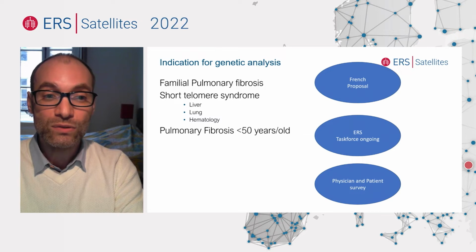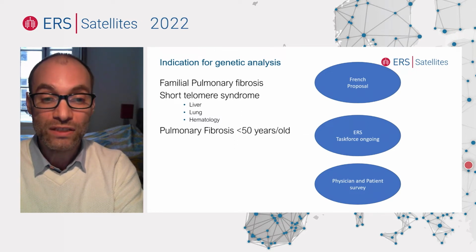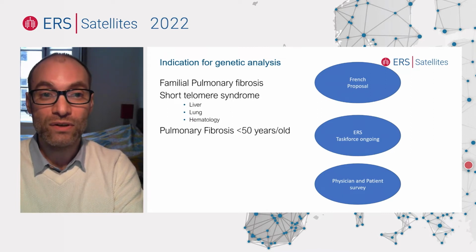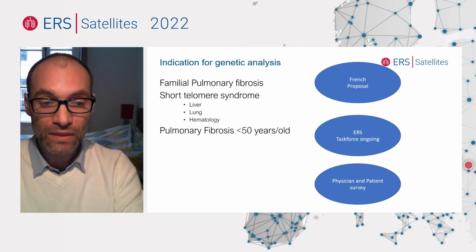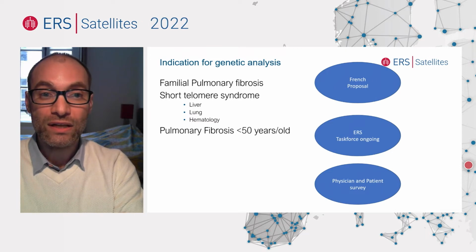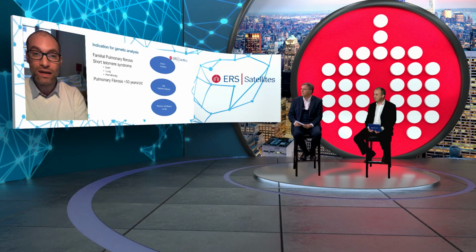And we also suggest to offer genetic analysis for patients with pulmonary fibrosis before the age of 50. And we can discuss genetic analysis before the age of 65 regarding the prevalence of telomere-related gene in this population. I thank you for your attention. I'll be pleased to discuss it after the discussion of my colleagues.